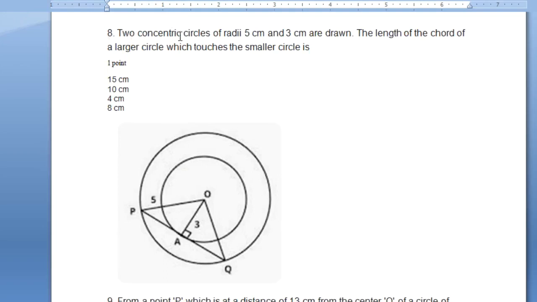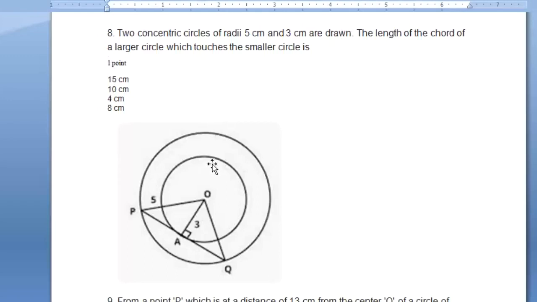8th question. 2 concentric circles of radius 5 centimeters and 3 centimeters are drawn. The length of the chord of the large circle which touches the small circle is, so 15, 10, 4, 8 centimeters are the given options. We have to find the length of the chord. Which option is correct in this question?